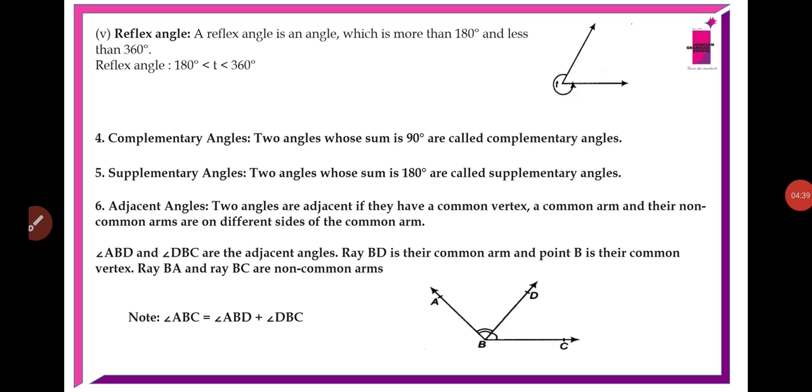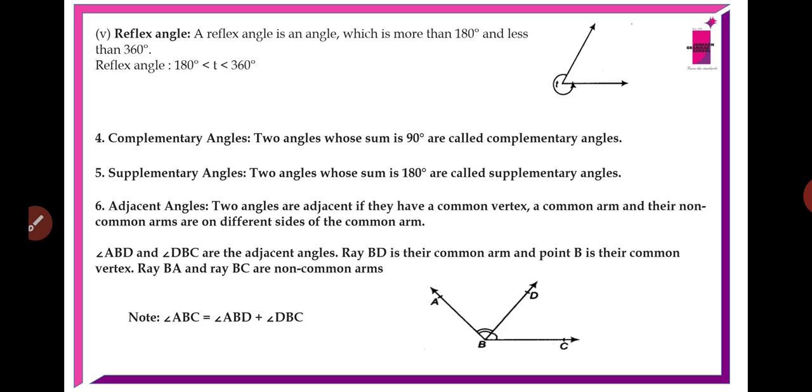So now we are going to discuss pairs of angles, names of the pairs of angles with their measurement at particular degrees. Complementary angles. Two angles whose sum is 90 degrees are called complementary angles. Example, angle A plus angle B equals 90 degrees, then angles A and B are complementary to each other.